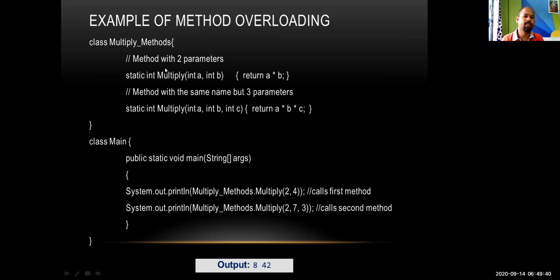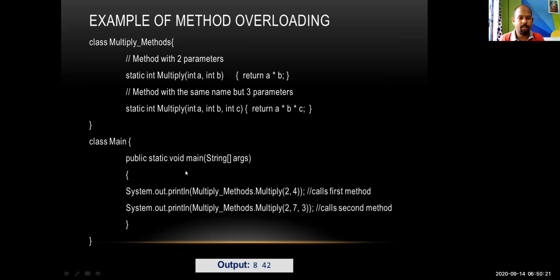So here we are having one example. There is a class multiply methods, and within that class two multiply methods are there. One is with two integers, which is returning the product of A and B, and another multiply method is there where three parameters are there: int A, int B and int C, and it is returning A into B into C. That means the product of the three integers.